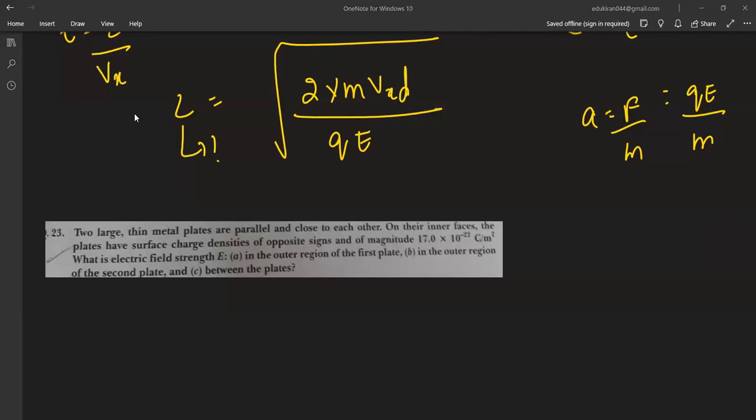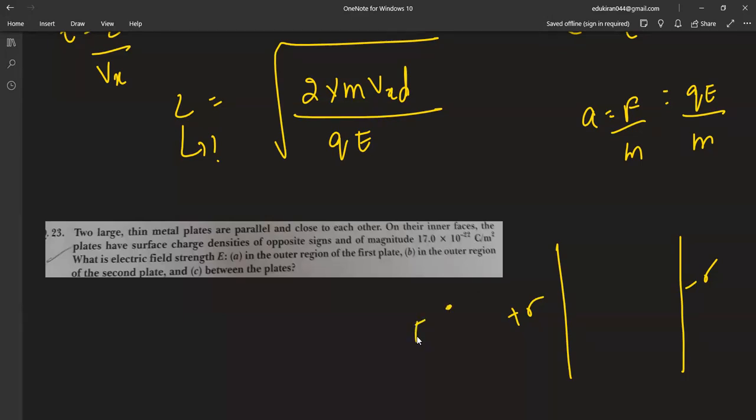This question says that two large thin metal plates are parallel and close to each other. Both the plates are like this, having surface charge density of opposite sign, plus sigma and minus sigma. This question we have discussed, Ari, not in the form of a question, but I had discussed this.